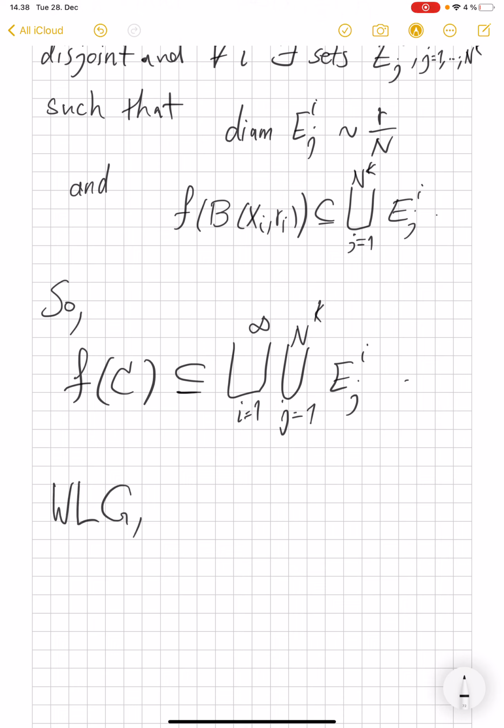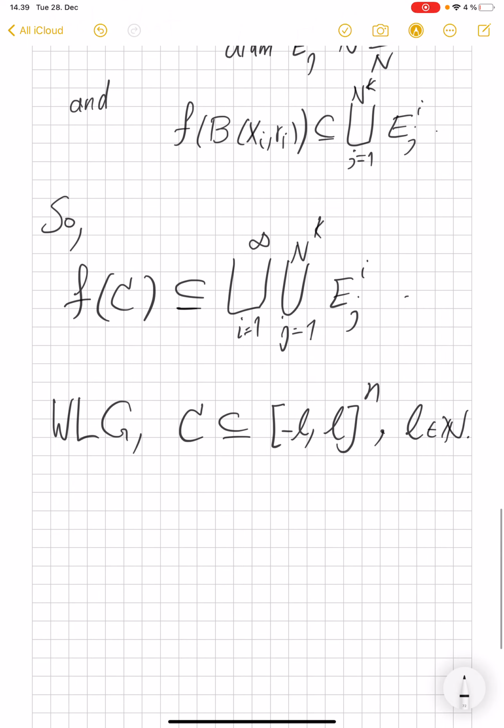Without loss of generality, you can assume that C is contained in a cube [-L, L]^n in the domain. If it's not the case, you can decompose C into pieces, and for each you can assume this. So L is some integer. And then also, without loss of generality, you can assume that all these radii you took, because remember you wanted a small radius, are less than 1. Actually, you need this for Vitali covering, the uniform bound on the radii.